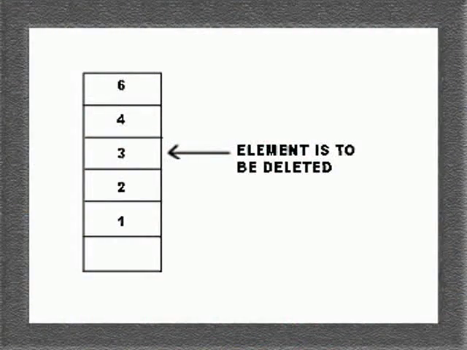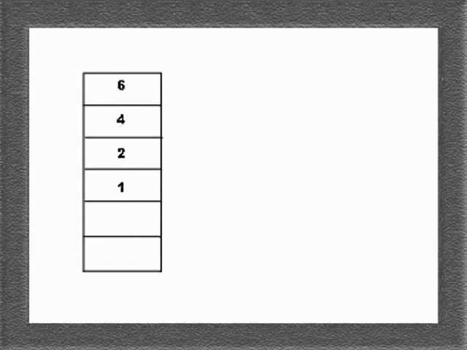Deletion. Deletion operation is nothing but overwriting. If I want to delete an element at second position, I need to move up elements 2 and 1 by one position. The result of the deletion operation is shown.